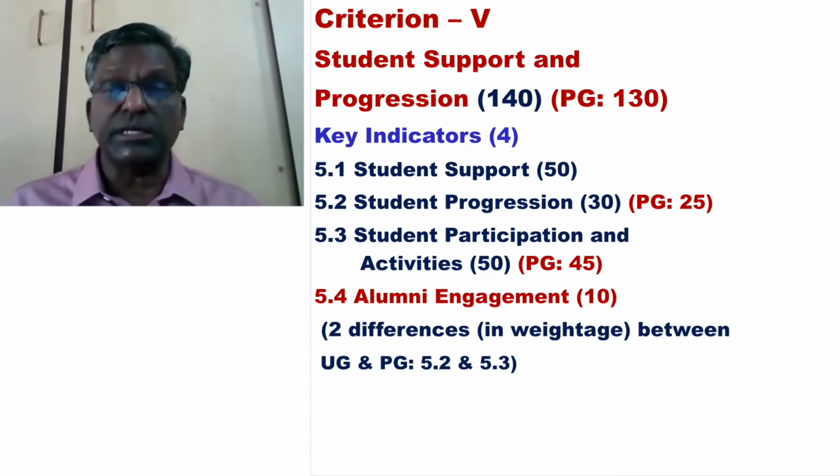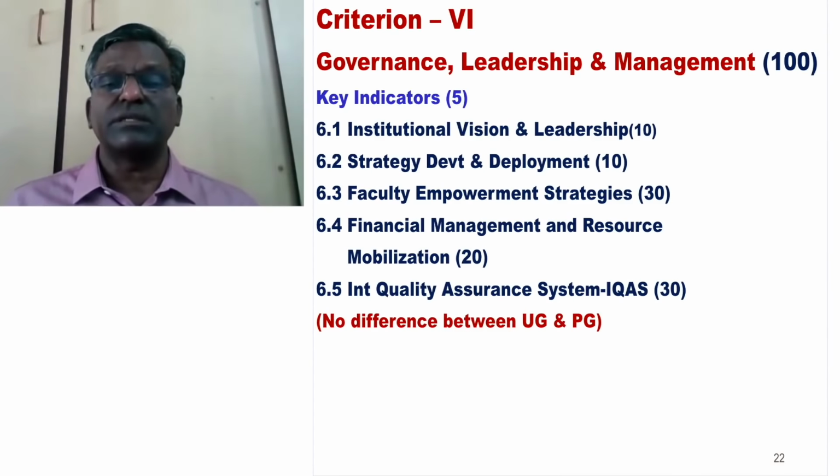So we have 2 more criteria. Criterion 6 talks of governance, leadership, and management. The weightage is 100, not only for UG and PG, but also for universities and autonomous colleges. In other words, we have 4 different categories of higher educational institutions. For all the 4 categories, it is 100. It has 5 key indicators: institutional vision and leadership, strategy development and deployment, faculty empowerment strategies, financial management and resource mobilization. And 6.5 is internal quality assurance system, which carries 30.